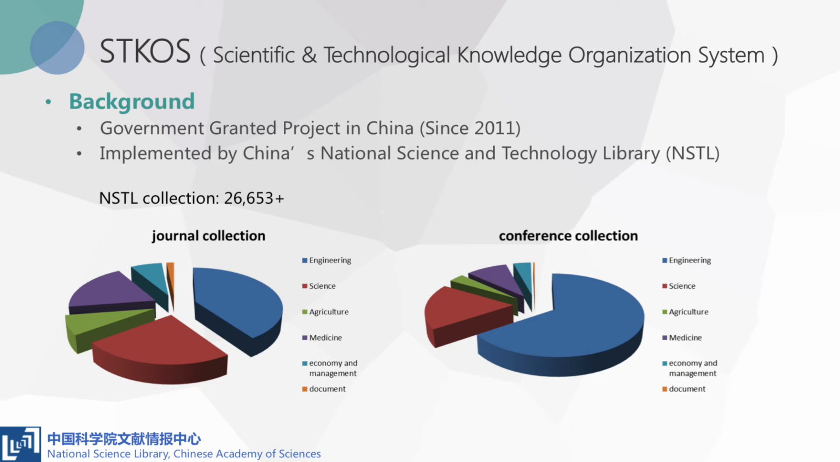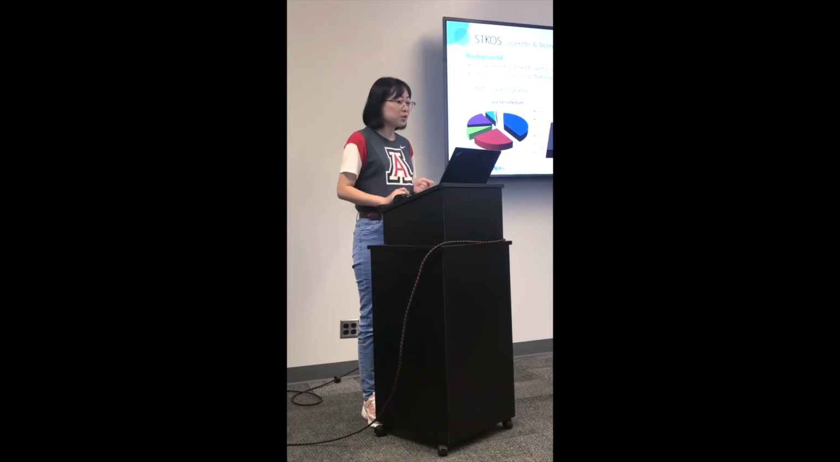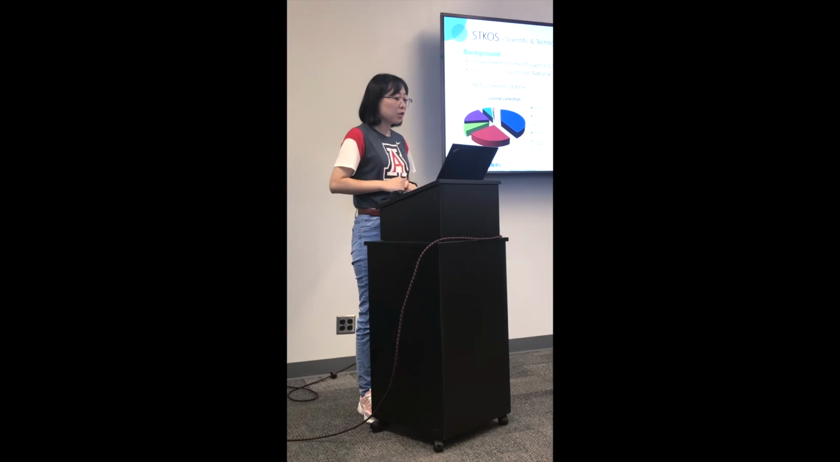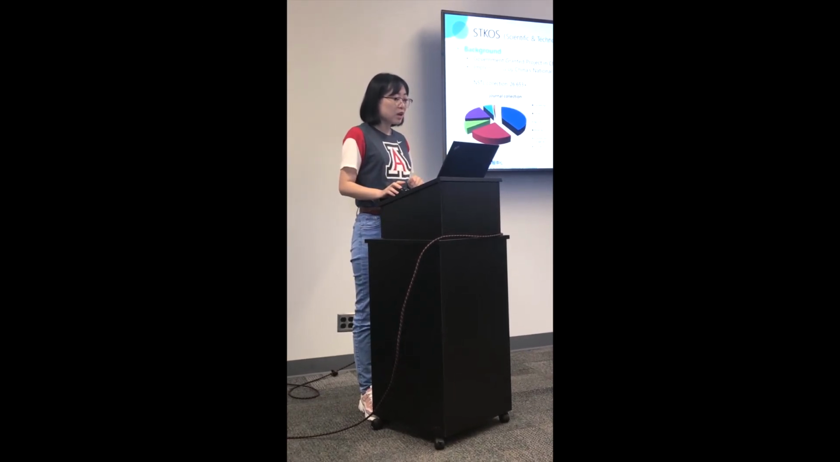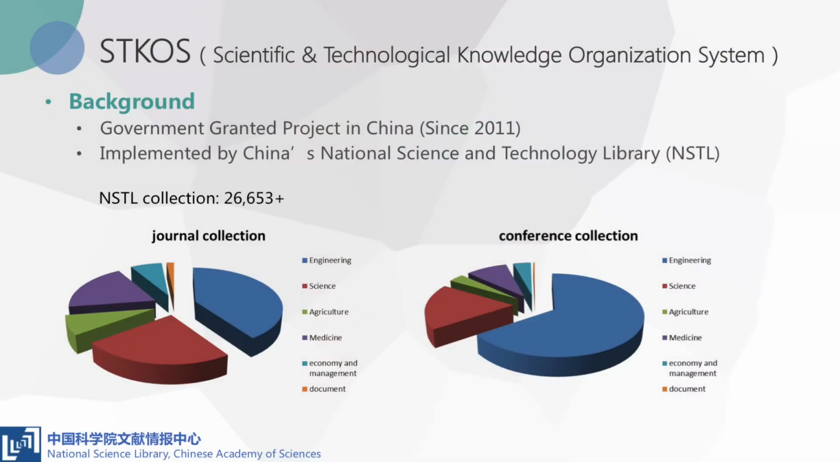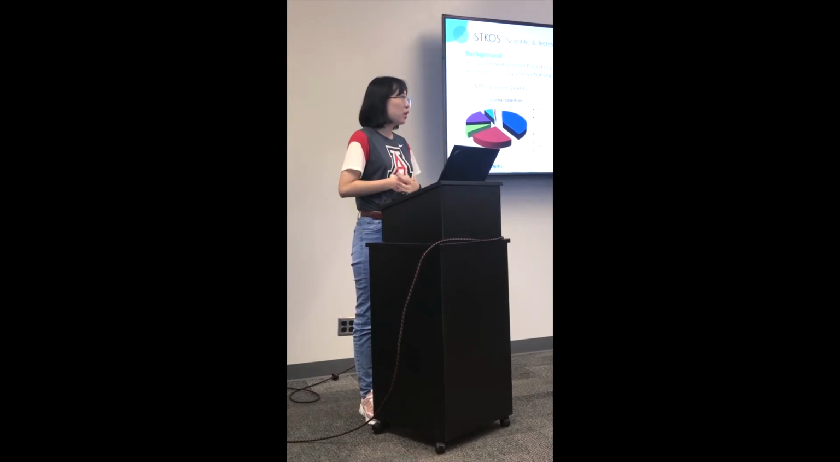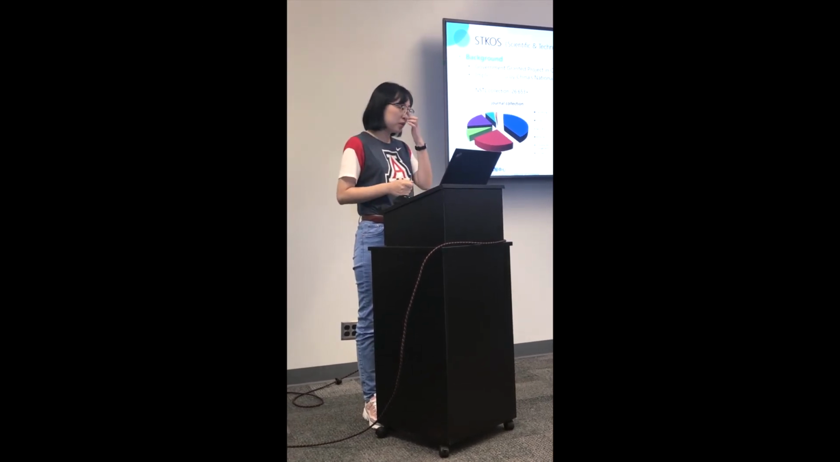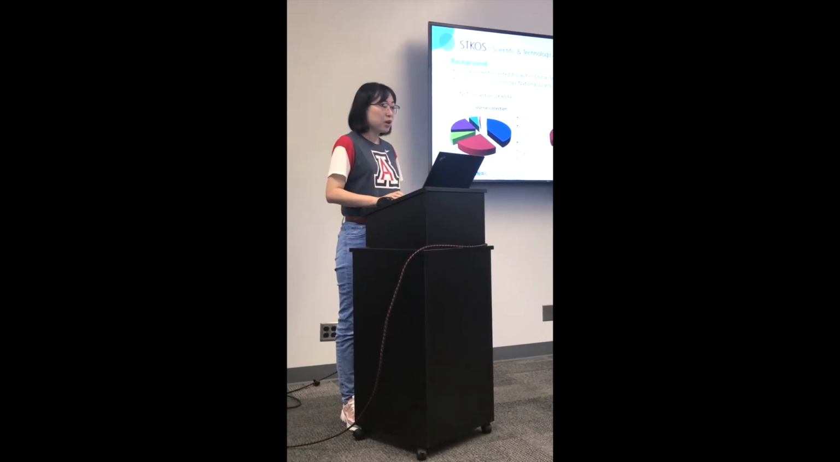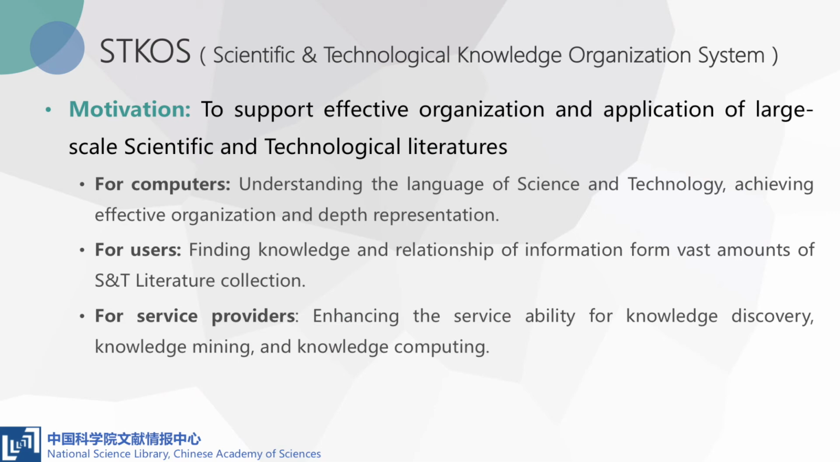The background of this project is that the NSTL has a vast amount of collections, like journal collections and conference collections. But it's really hard for users to find a specific article in some area. As we can see, our collections are mainly distributed in areas like engineering and science or agriculture and medicine, but we don't have a taxonomy or ontology to organize these materials. So we want to build a scientific and technological knowledge organization system to support effective organization and application in the scientific and technological area.